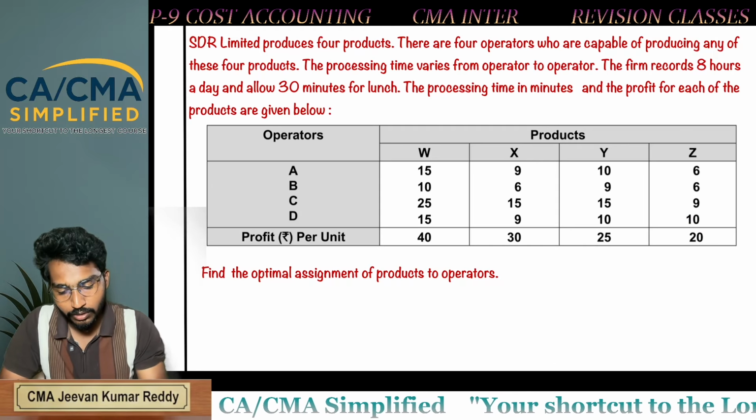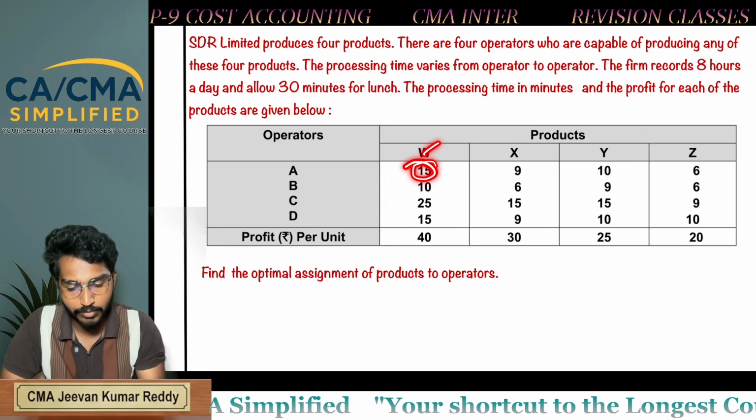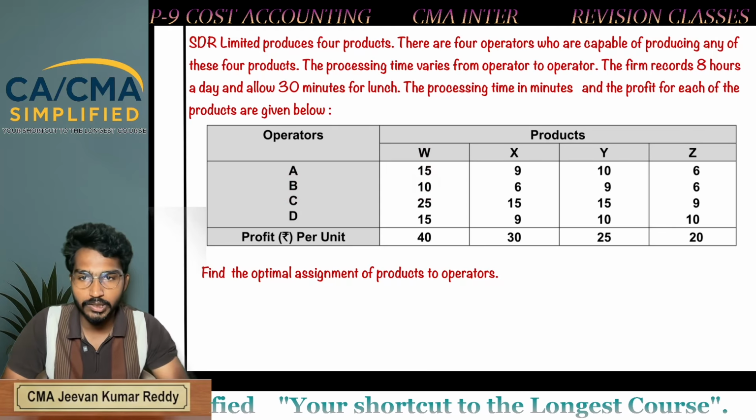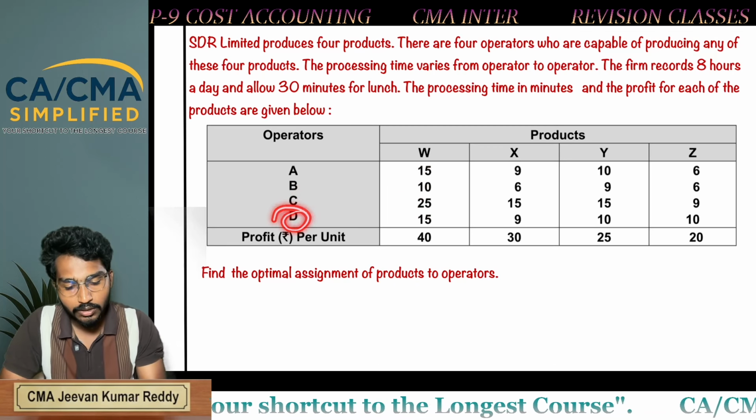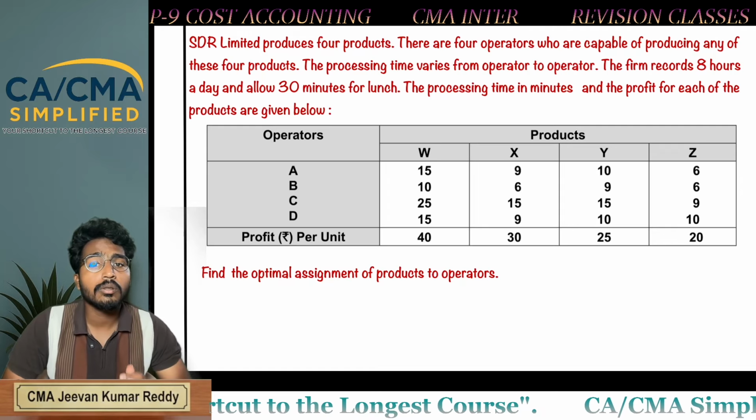Now if A produces W, he will produce in 15 minutes. If B produces W, he will produce in 10 minutes. If C produces W, he will produce in 25. D produces in 15. That means always we need to reduce processing time.